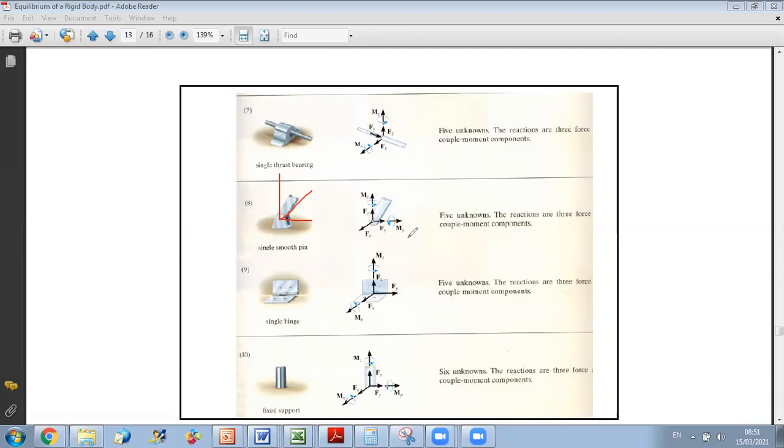You want me to zoom a little bit the figure, or are you seeing clearly? It's clear. Okay.